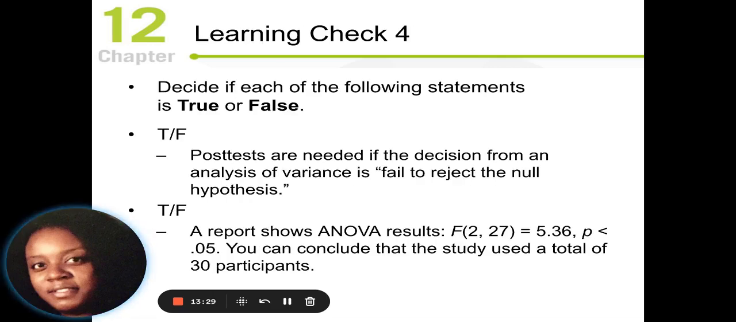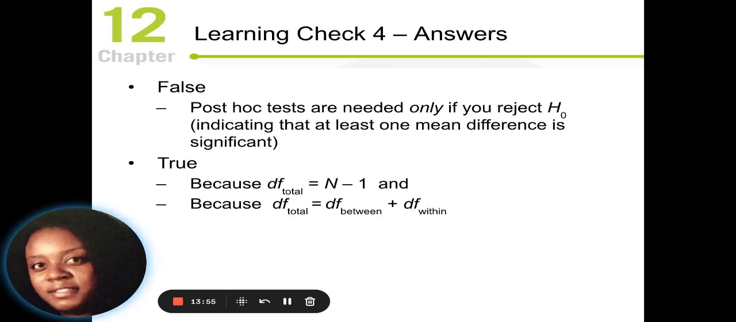Here's a true false. Post hoc tests are needed if the decision from an analysis of variance is fail to reject the null hypothesis. And a report shows that analysis of variance results are indicated, and you can conclude that the study used a total of 30 participants. Give you a few moments to think about the correct answers here. And we have false and true.